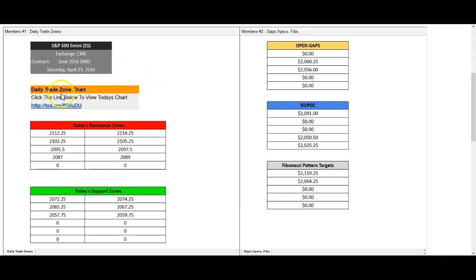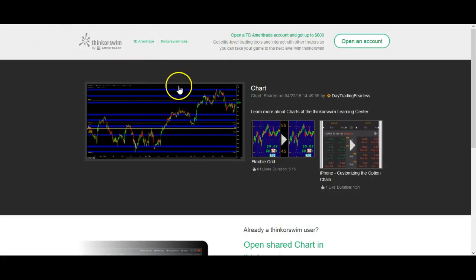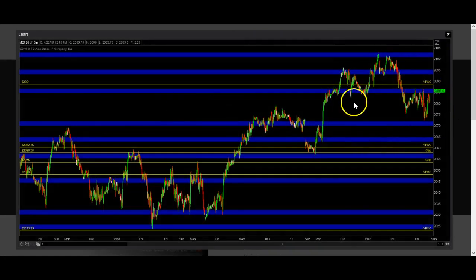If you use Thinkorswim, you can click this link and download the zones already prepared for you on a chart that I personally do every single day. Or if you just want to look at the chart, click on the link and it'll redirect you here. Click on this chart right here and it'll expand the chart, and you can see what the trade zones are.